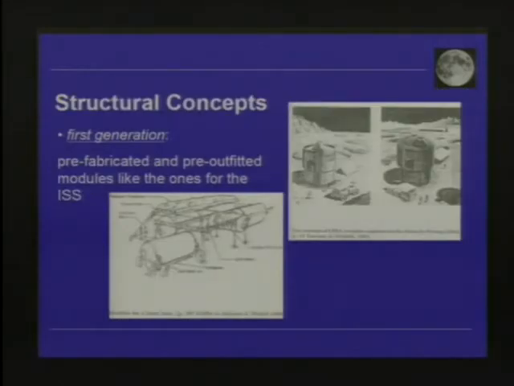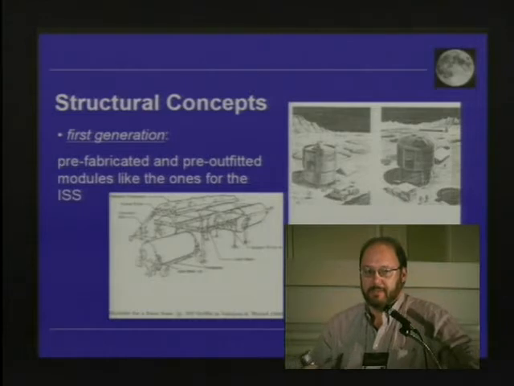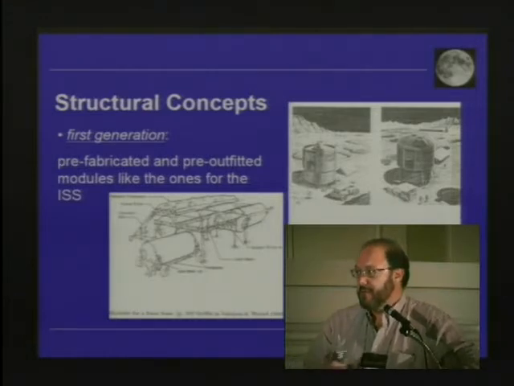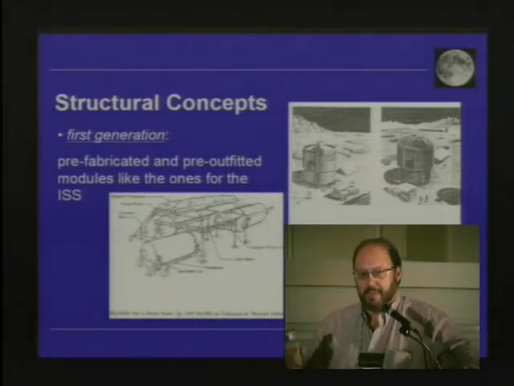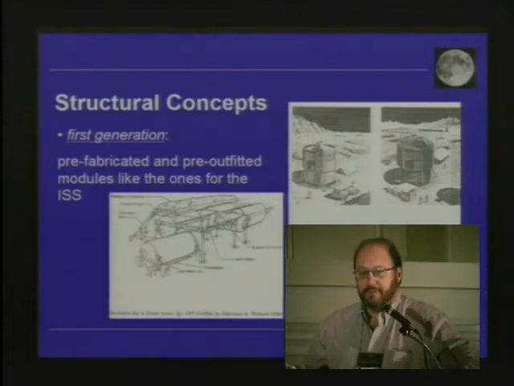And the different kind of structural concepts, the infrastructure that will be on the moon, I group them in first generation, second generation, and beyond, or maybe generation and a half. First generation basically is what we bring with us. We have no infrastructure on the moon, so we bring these essentially tin cans, we place them in various configurations, and that's our first lunar base.